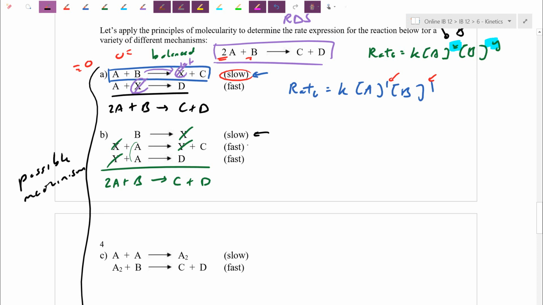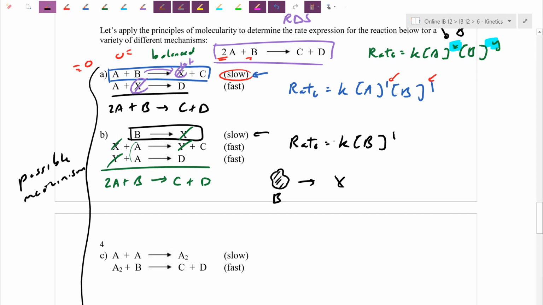The slowest step is not always step number 1, but the slowest step here is actually the first step, and step number 1 actually involves B just separating to become X, something like that. So in that case, we're going to have rate equal to k[B] to the power 1. If realistically B transforms itself into X first, it's just depending on the one chemical B, it is order 1 for B.